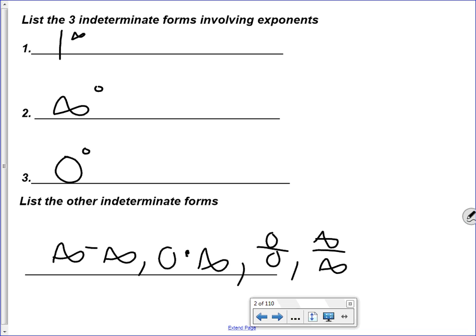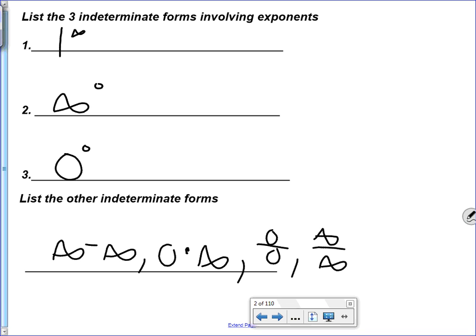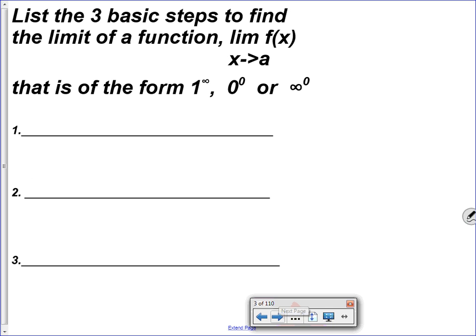This is like yesterday's summary. That's why I'm having it here. So when you want to find the limit of an indeterminate form that has an exponent involved, can you think about the steps you have to do? Right, Ryan, you tell me. Okay, right.